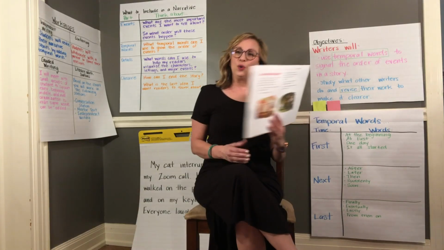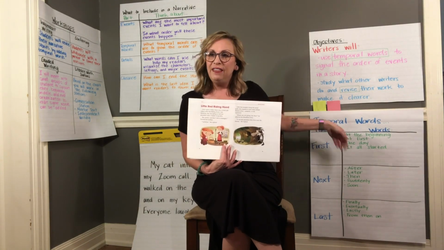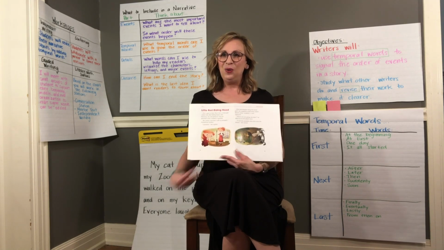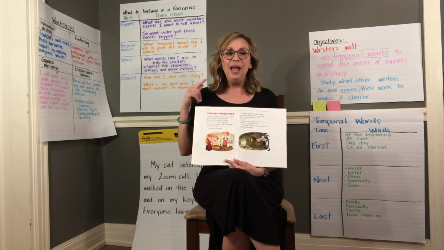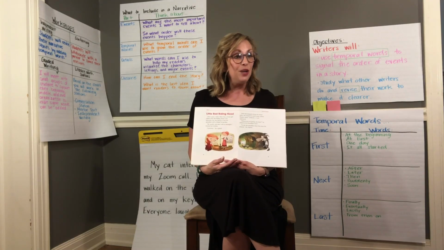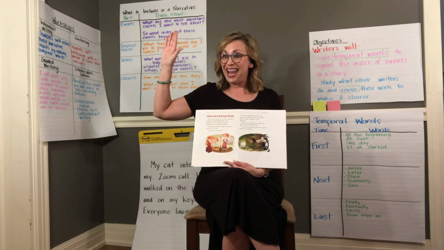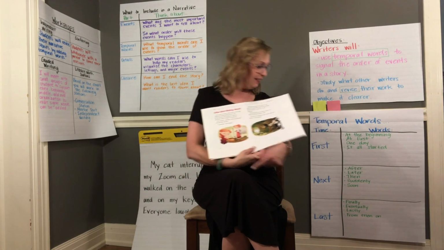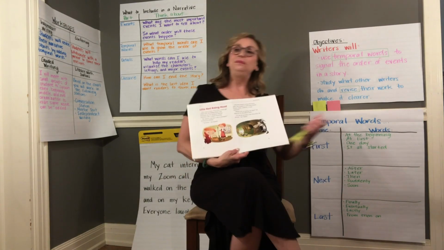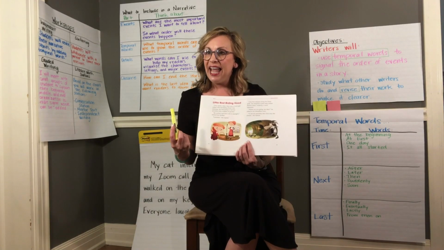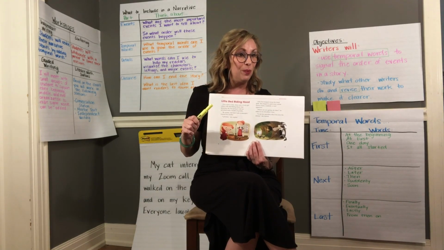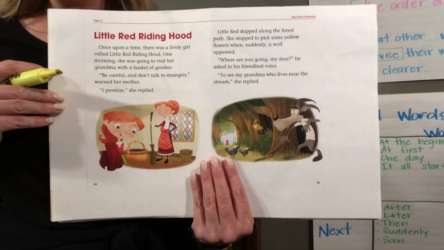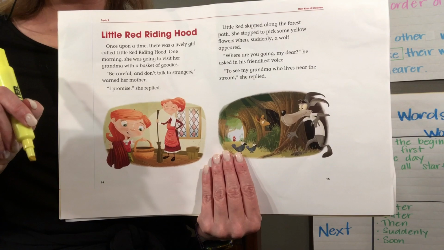Can you whisper to your partner, what were some of the temporal words that you heard in that story? All right, put your eyes back on me. I'm going to read this story one more time, and as I read it this time, I want you to raise your hand when you hear a temporal word, and I'm going to highlight it in our story. Let me get my yellow highlighter out. All right, are you ready? Let's listen this time. Here we go.